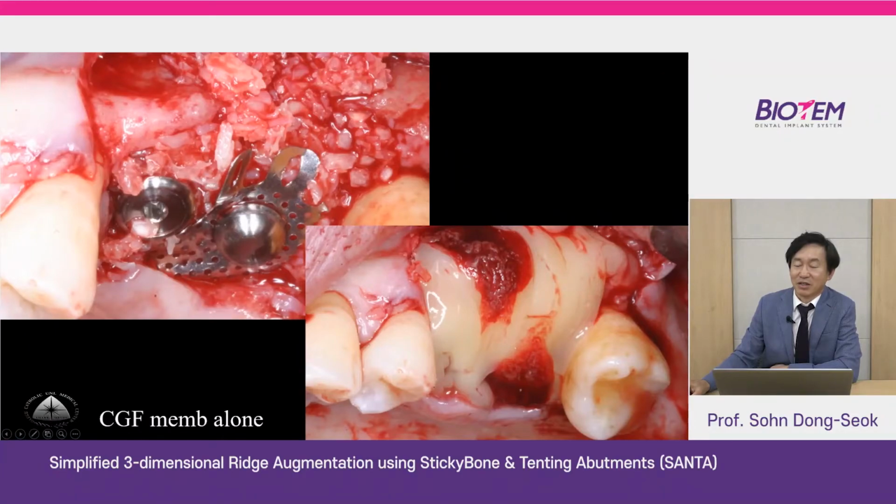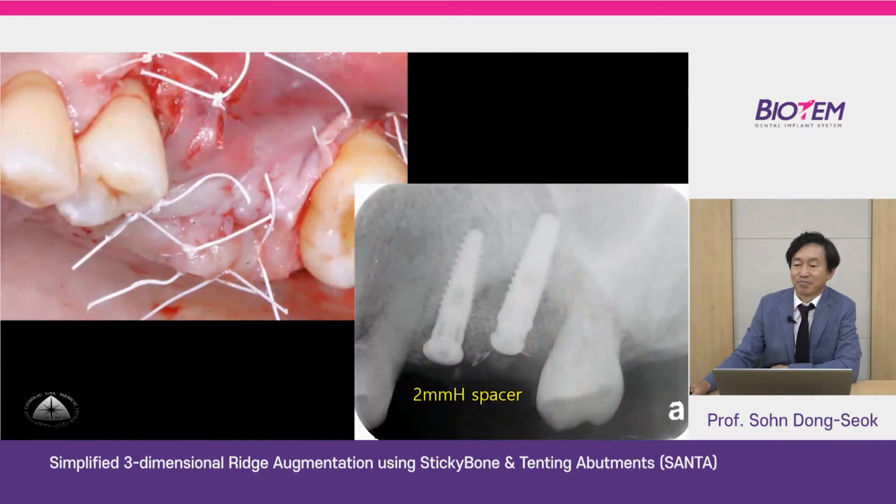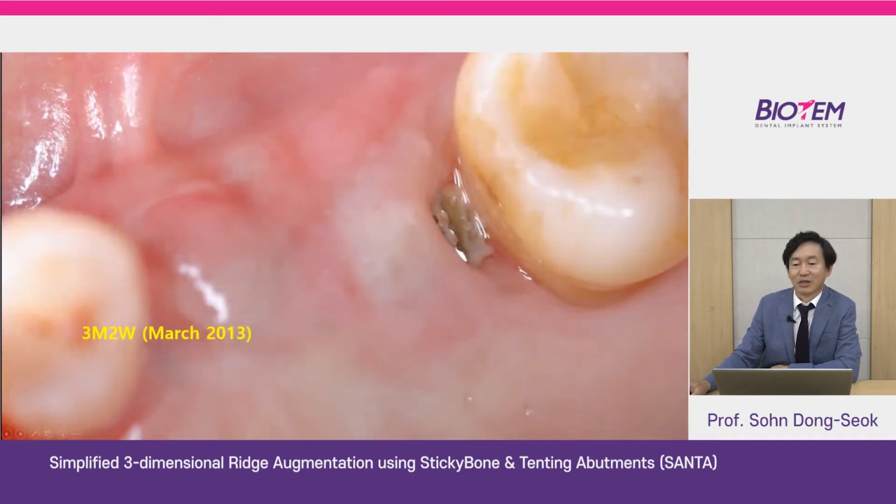For comparison, I used 2 different techniques in this case. On one side, CGF membrane was carved over the bone graft. No collagen barrier membrane was placed. Tension-free primary suture was done. Take a closer look at the tenting abutment and spacer.